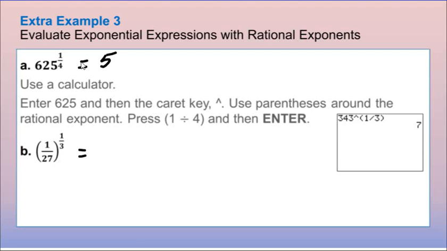Next, the cube root of 1/27, which means raised to the 1/3 power. So I'm finding the cube root of 1/27. So what do I multiply by itself 3 times to get 1, that would be 1. And what do I multiply 3 times to get 27? That would be 3. So the cube root of 1/27 would be 1/3.